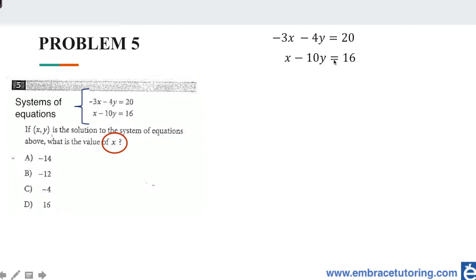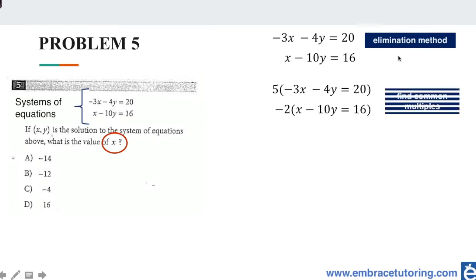You're either A, going to use your substitution method, or B, you're going to use your elimination method. Whenever it's asking you to solve for an individual variable, you're going to tend to use the elimination method by first finding what is called a common multiple.